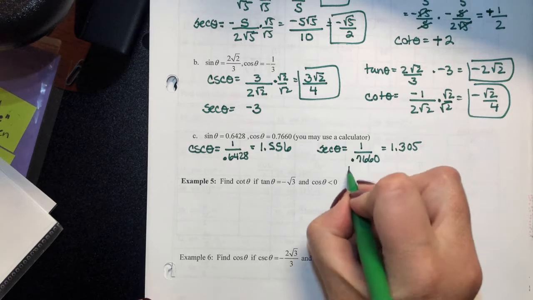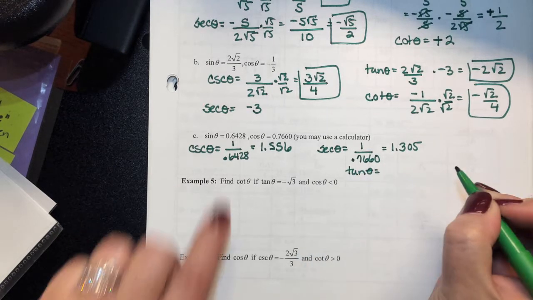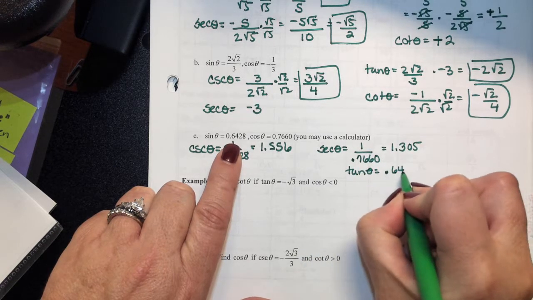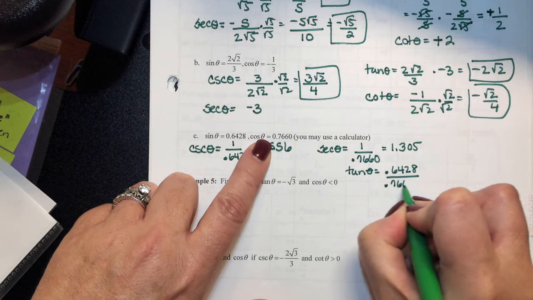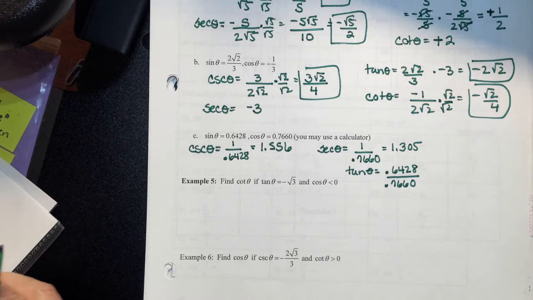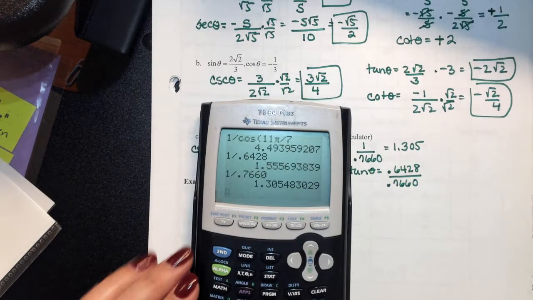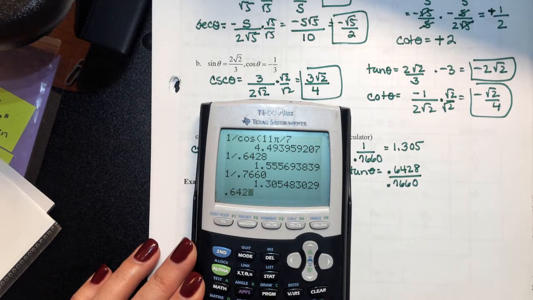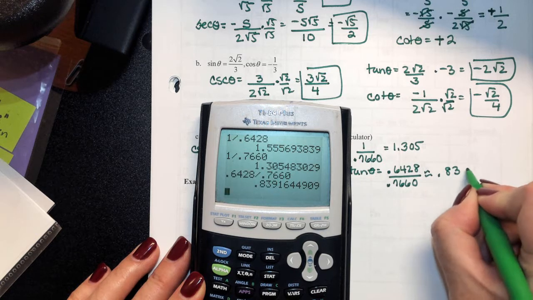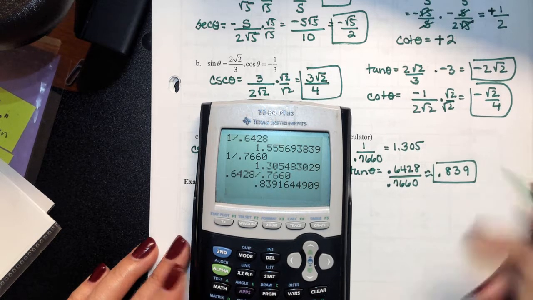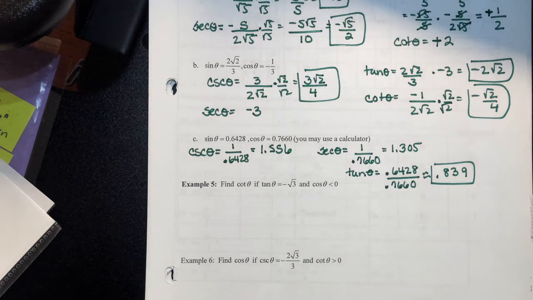So now tangent, I know is the sine, which is 0.6428, divided by the cosine, which is 0.7660. So I'll just divide those two numbers, 0.6428 divided by 0.7660. So about 0.839. Remember, you always round it to 3 decimal places. So any questions how I found the tangent?